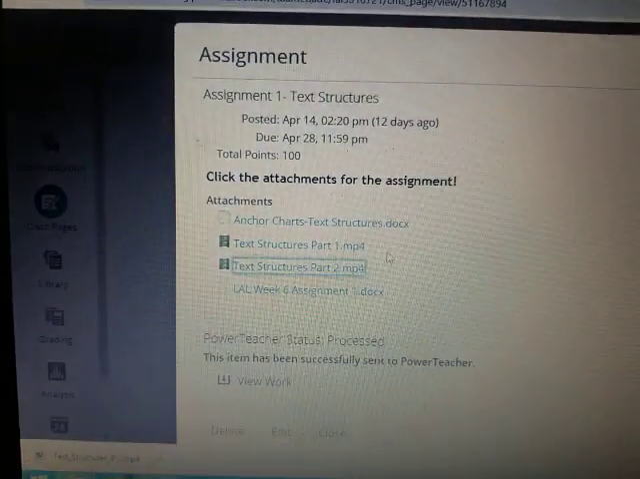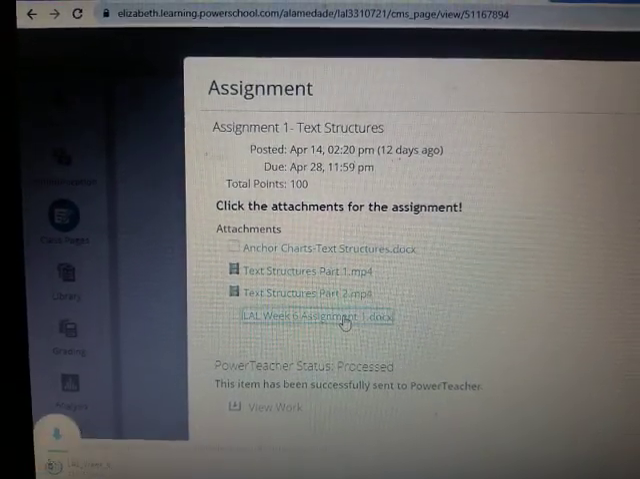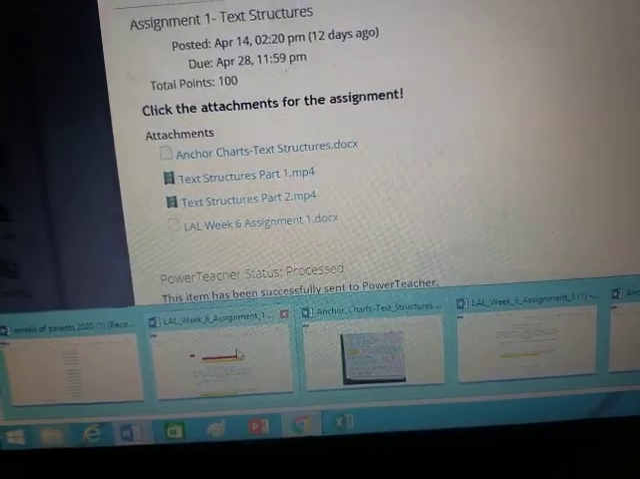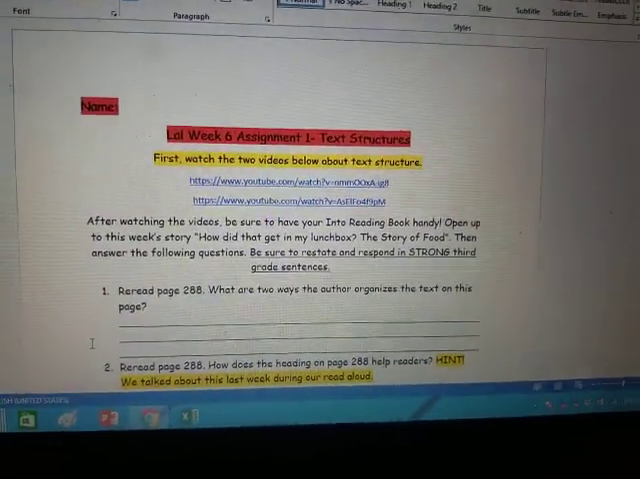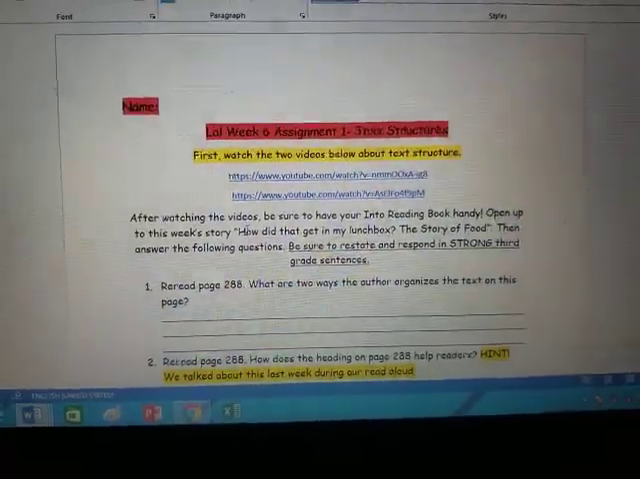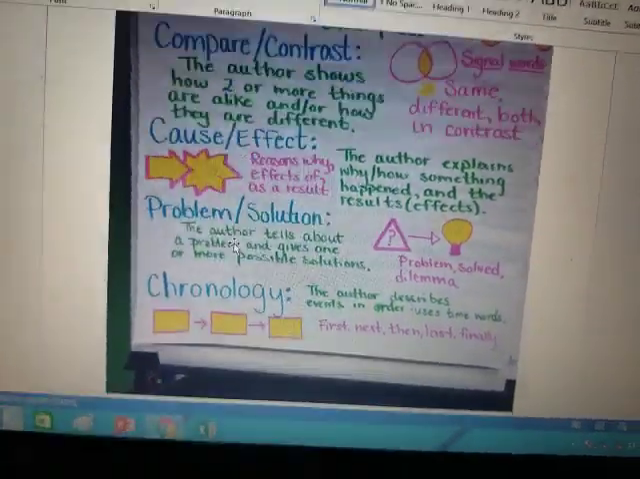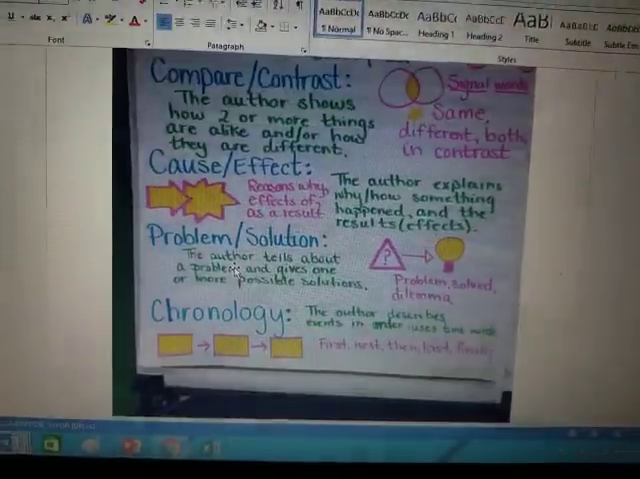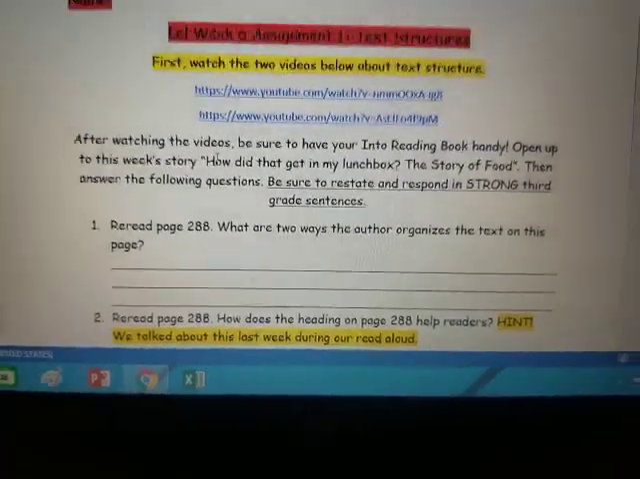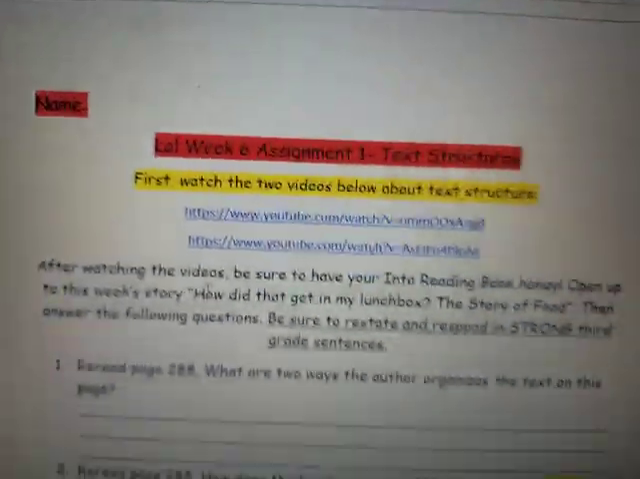Once you do that, click this week's assignment, LAL Week 6 Assignment 1. Let it download, and then you have your assignment. If I were you, I would have this assignment, and then I would also have your anchor chart next to you. That way you can go back and forth to try to figure out the answers. So before you begin, always put your name.